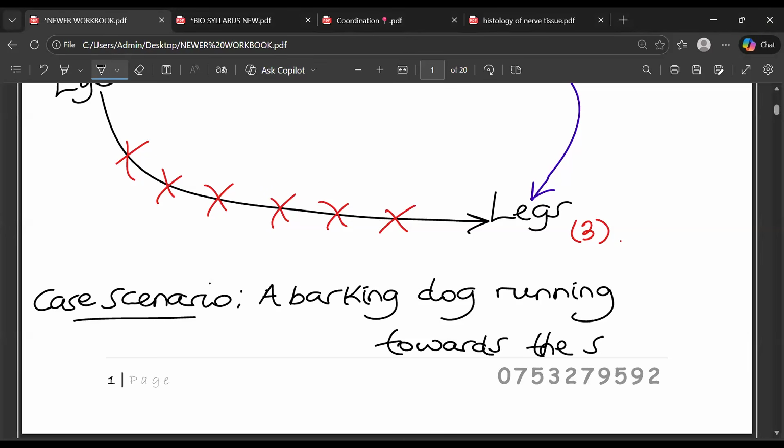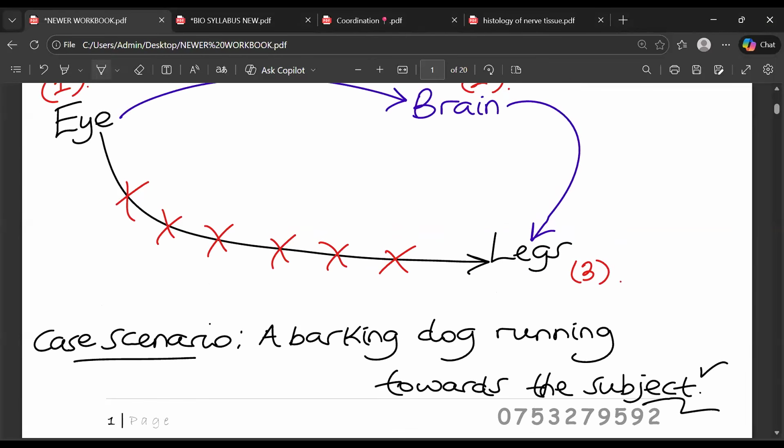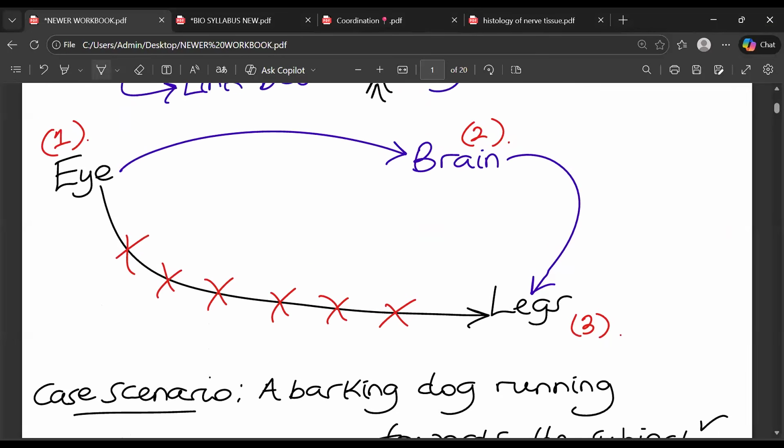It is only one person who is having the answer. It's called the subject. Someone is calling a subject a specimen. Okay, we are using a case scenario of a barking dog running towards the subject. Yeah, subject is now that person. You cannot say victim. Someone even said suspect. No wonder.